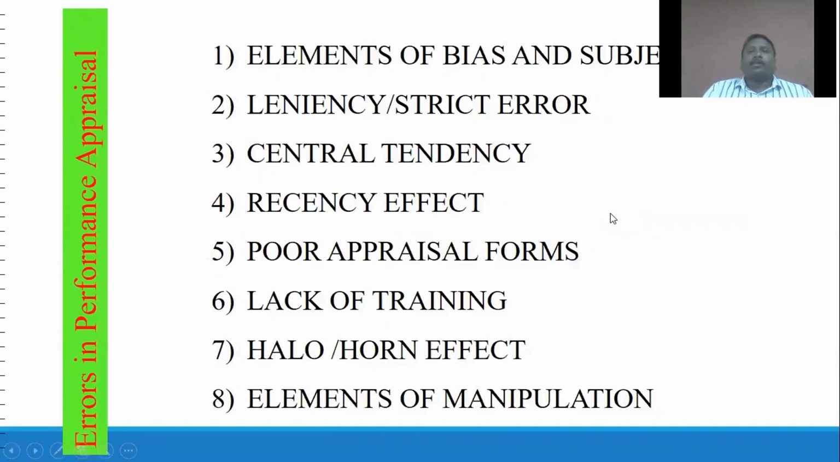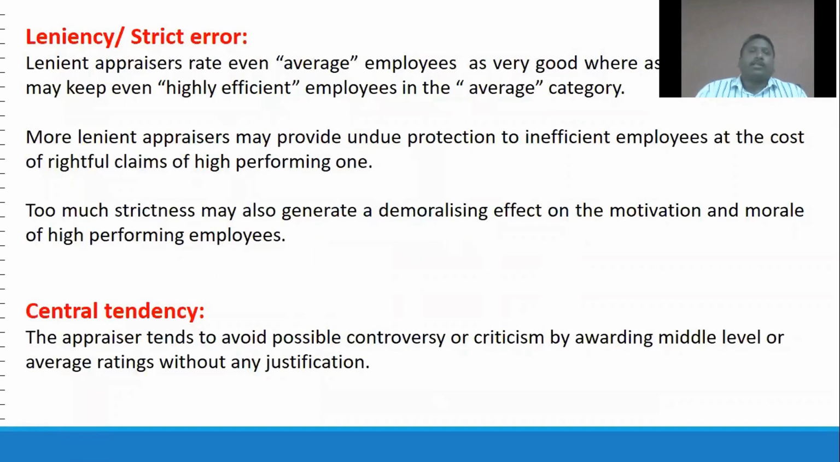Different errors may happen while performance appraisal is done. These are the significant performance appraisal errors that may happen while evaluating the performance of the employees. One, elements of bias and subjectivity, leniency and strict error, central tendency, recency effect, poor appraisal forms, lack of training, halo and horn effect, elements of manipulation. Let us see one by one.